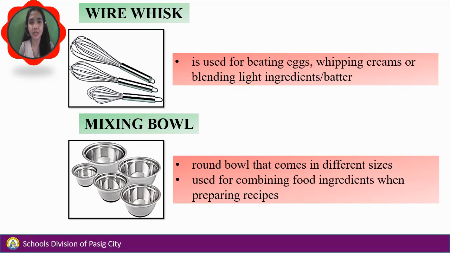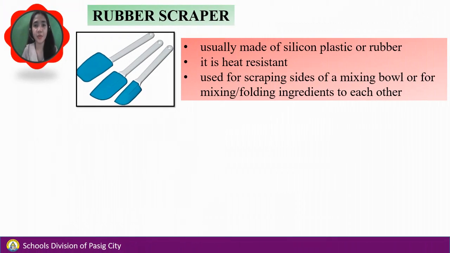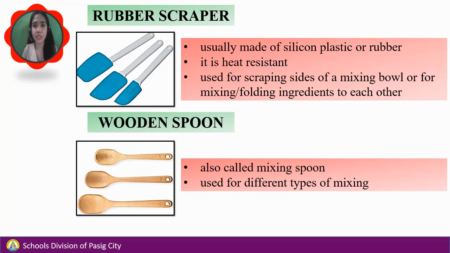Then we have the mixing bowl. Round bowls that come in different sizes. It is used for combining food ingredients when preparing recipes. Rubber scraper, usually made of silicone plastic or rubber. It is heat resistant, used for scraping sides of a mixing bowl or for mixing or folding ingredients to each other. Wooden spoon, also called mixing spoon. It is used for different types of mixing.